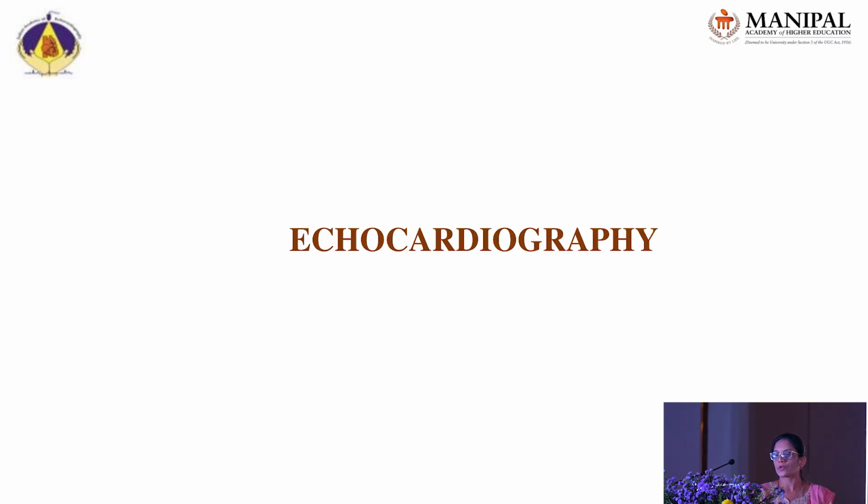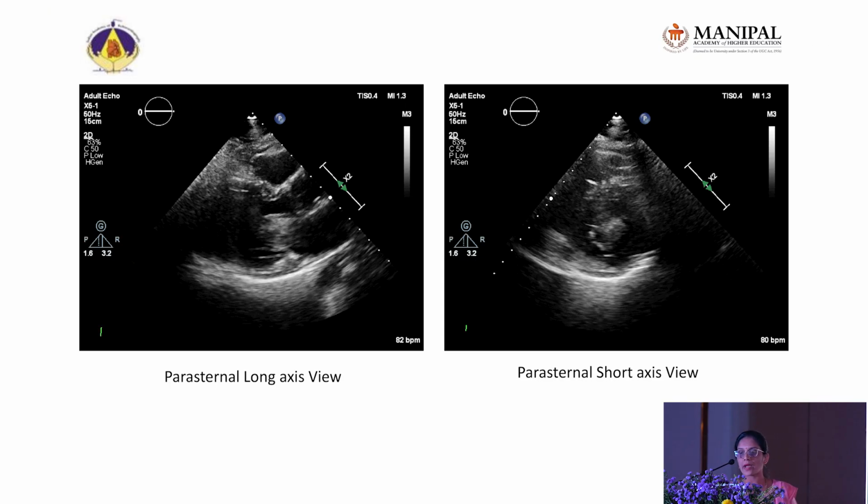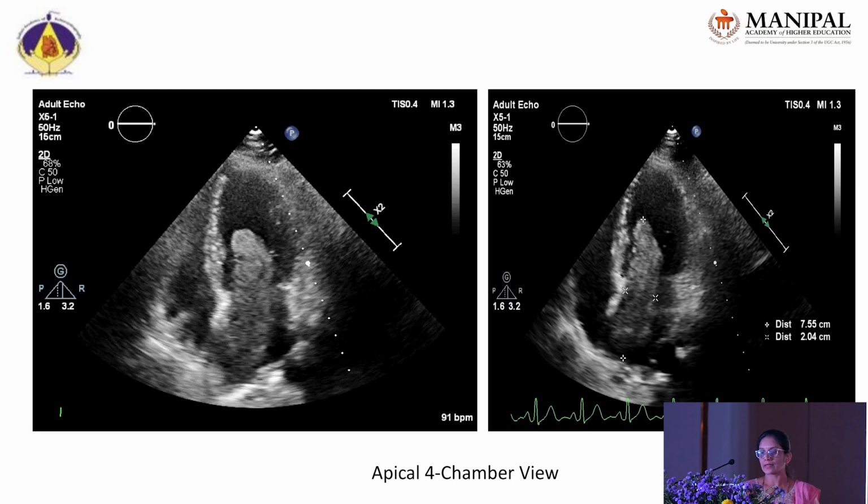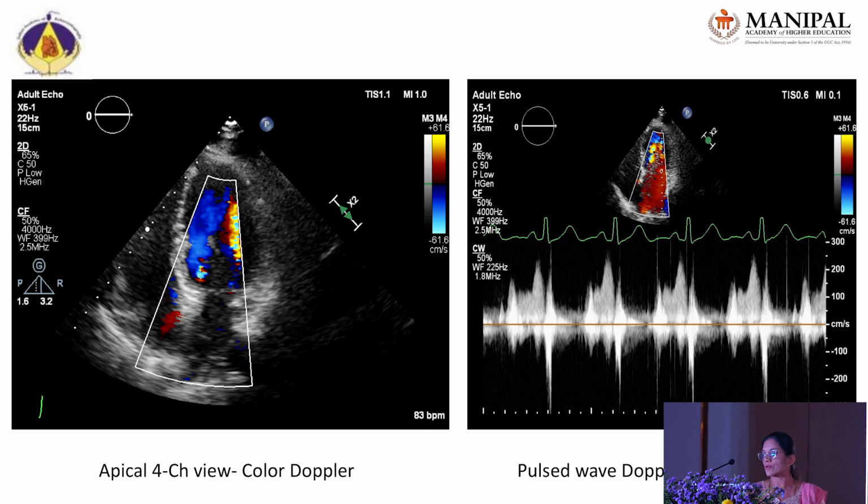Coming to the echocardiography, this is the parasternal long axis view and parasternal short axis view. We can see some structure in the left ventricle through the mitral valve. Here we can see it clearly in the apical four-chamber view. It is from the right superior pulmonary vein to the left atrium, protruding through the mitral valve to the left ventricle, measuring around 7.5 by 2 centimeters.